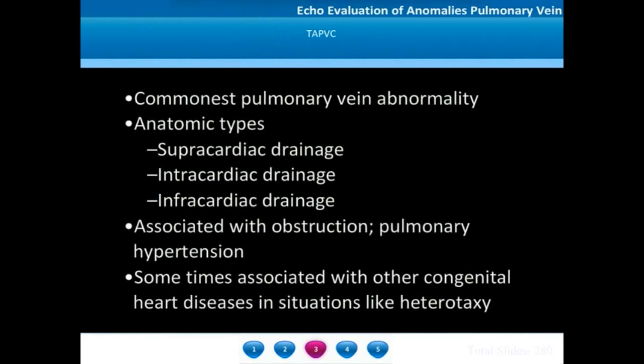Total anomalous pulmonary venous connection is one of the commonest pulmonary vein abnormalities seen in clinical practice. They are broadly classified into supracardiac, intracardiac and infracardiac TAPVCs. Some of them may be associated with obstruction to the pulmonary venous pathway. A majority of them will have associated pulmonary hypertension. Some forms of TAPVC can be associated with other congenital heart diseases, especially in situations like heterotaxy.